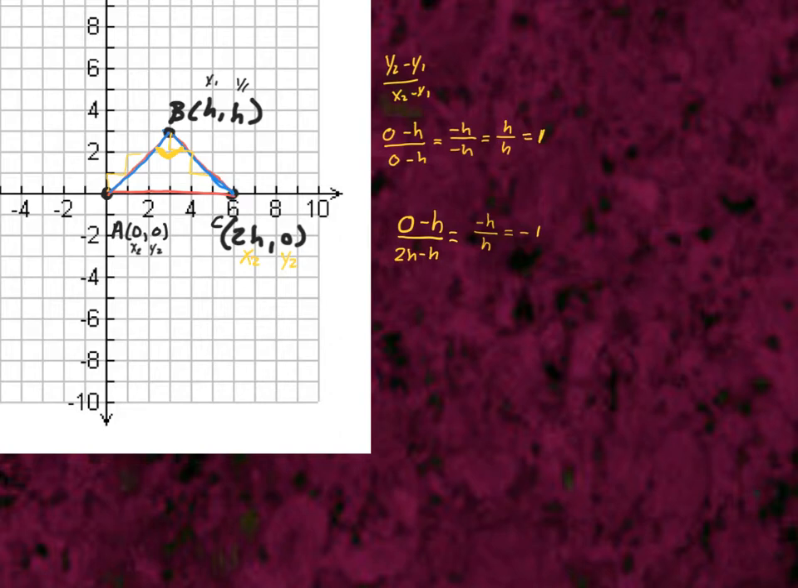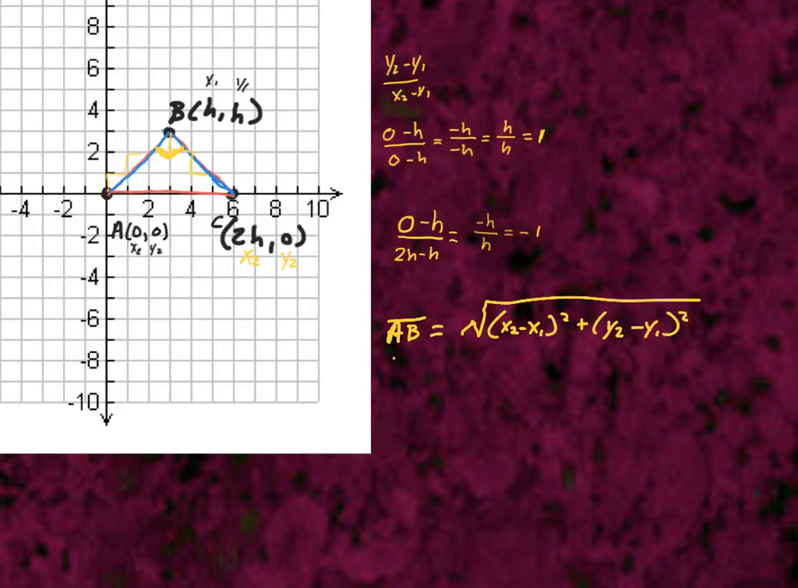So we're going to take a look at AB first of all. The distance of AB is going to equal the square root of x sub 2 minus x sub 1 squared plus y sub 2 minus y sub 1 squared. Plugging in here, we get x sub 2 is 0 minus x sub 1, which is h, squared, plus y sub 2, which is 0, minus y sub 1, which is h, squared. So we're just doing that line on the left. Again, this is AB. Let's work this out here.